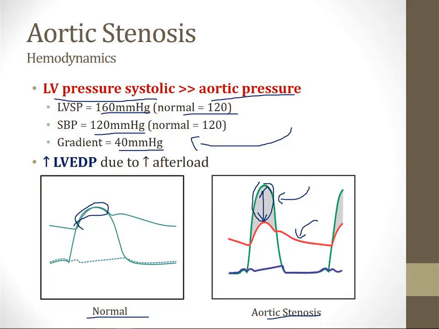Now, because of the increase in afterload, the left ventricle becomes very stiff, and this means that for any given volume of blood inside the chamber, the pressure will be higher. So the other hemodynamic consequence of aortic stenosis is that the left ventricular end diastolic pressure rises due to afterload. Once again, if you look at Wigger's diagram, this is the pressure at the end of diastole shown here. This pressure will go up in patients with aortic stenosis, and that's because of the stiffening of the left ventricle.